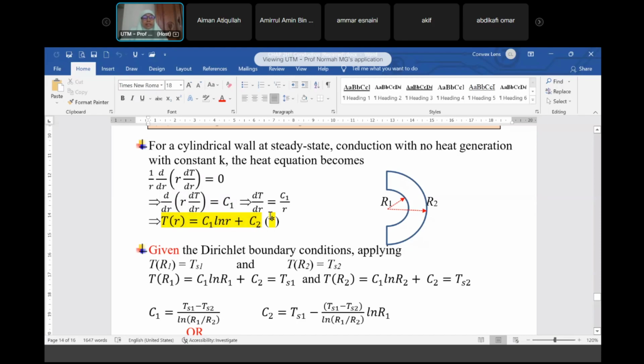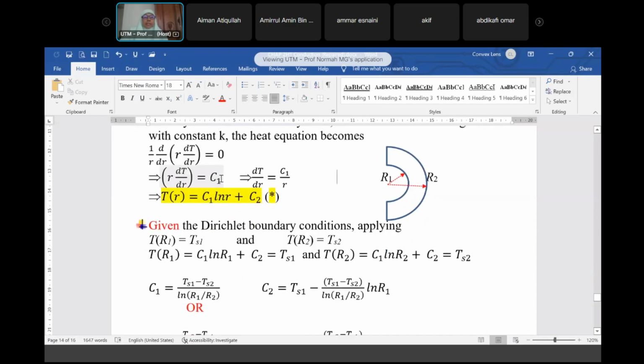This dT/dr is C1 over r. So it's times 0, d/dr is equal to 0. When you multiply the r to the right hand side and then you integrate, you're going to get the first constant of integration. Subsequently, C1 over r, you integrate the second time, because second order, you're going to get this equation.